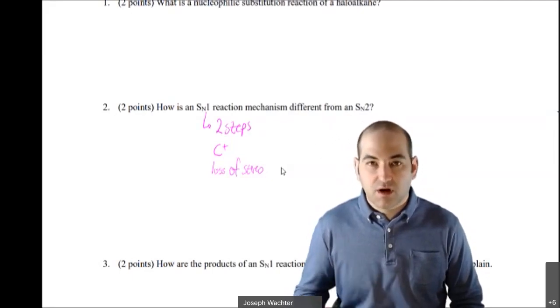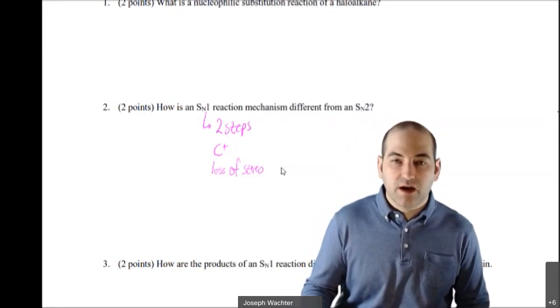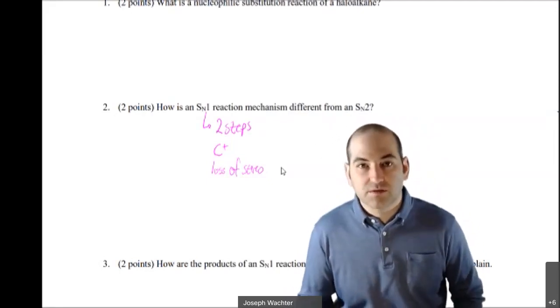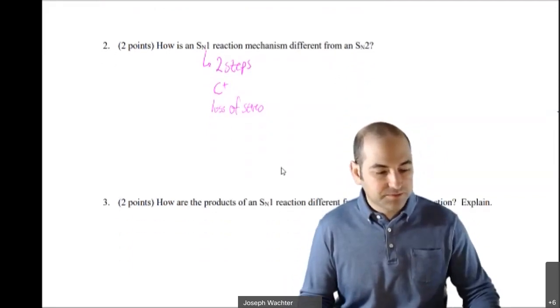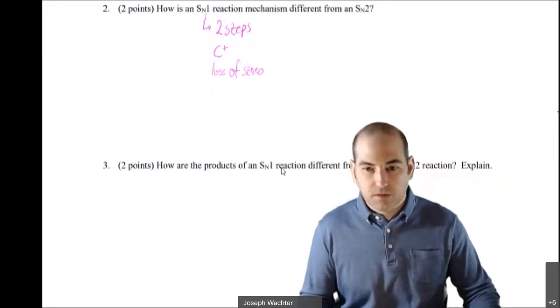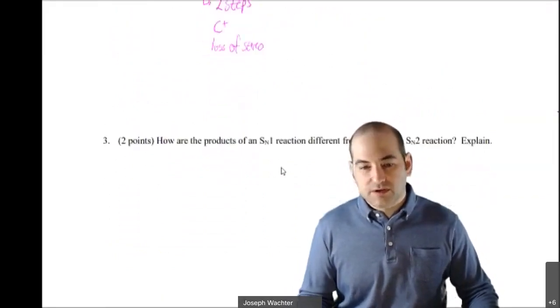One step, no carbocation formed. The rate depends on the nucleophile. There's a lot of things you could say here. So as long as there were some differences there, that's fine. Okay. Oh, and then I guess some of that comes over into this third question too.